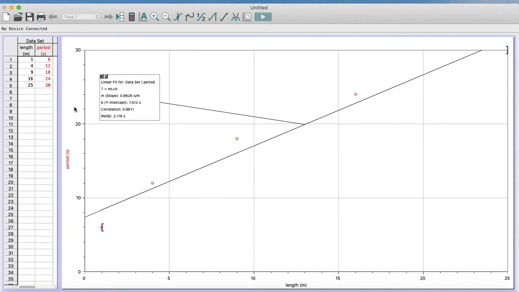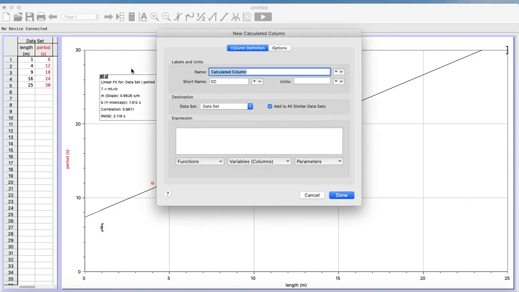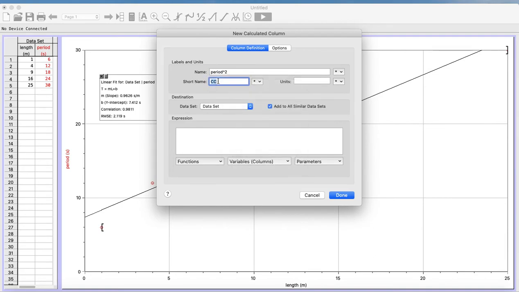So this is what I do. I go up to the top and I click on Data, and I do a new calculated column. And in this new calculated column, I'm going to give the column name the name of what the variable is going to be, and it's going to be period squared because I'm squaring period. And the short name will now be t caret 2. So that the caret is just an exponent.